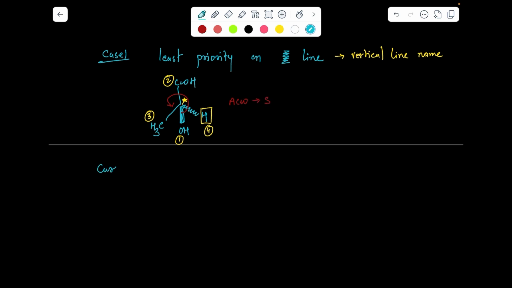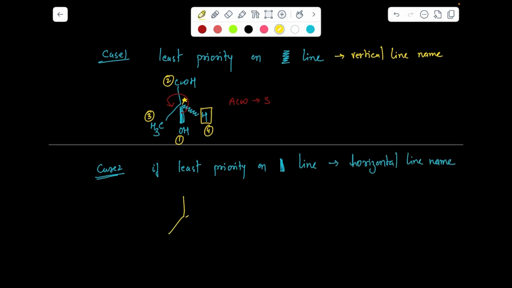Now case 2, if the least priority is on the solid line, then we will apply the horizontal line nomenclature. So for example, if I go this way, based on the CIP rule 1, 2 and 3, and this is 4. So 1, 2, 3, this is anti-clockwise, this would be S, but it turns out to be R because the least priority was present on the solid line. So we flip the configuration.